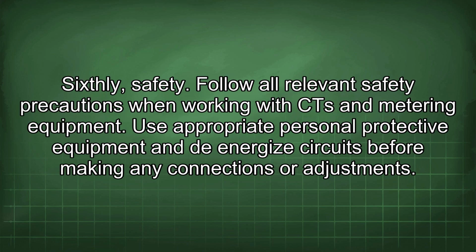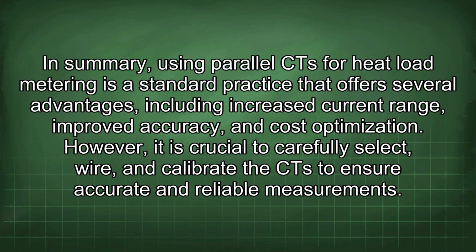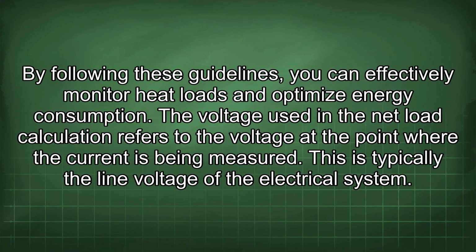Sixthly, safety. Follow all relevant safety precautions when working with CTs and metering equipment. Use appropriate personal protective equipment and de-energize circuits before making any connections or adjustments. In summary, using parallel CTs for heat load metering is a standard practice that offers several advantages, including increased current range, improved accuracy, and cost optimization. However, it is crucial to carefully select, wire, and calibrate the CTs to ensure accurate and reliable measurements. By following these guidelines, you can effectively monitor heat loads and optimize energy consumption.